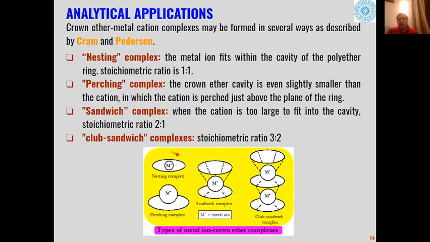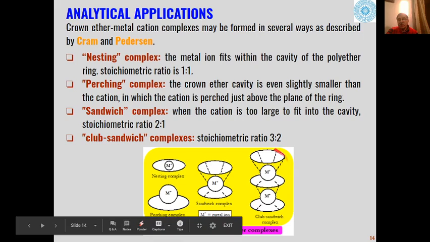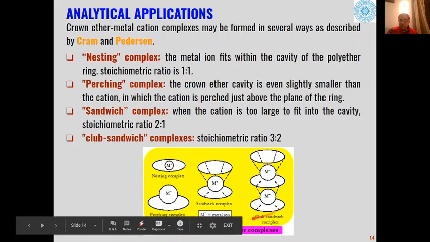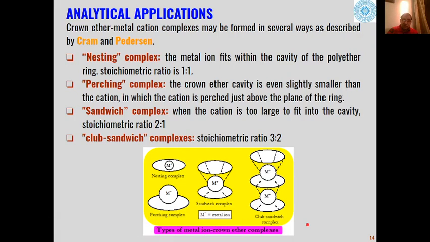Then club sandwich complexes are formed when we have three crown ethers, which sandwich two metal ions in a stoichiometric ratio of 3:2, like this. Such complexes are called club sandwich complexes.